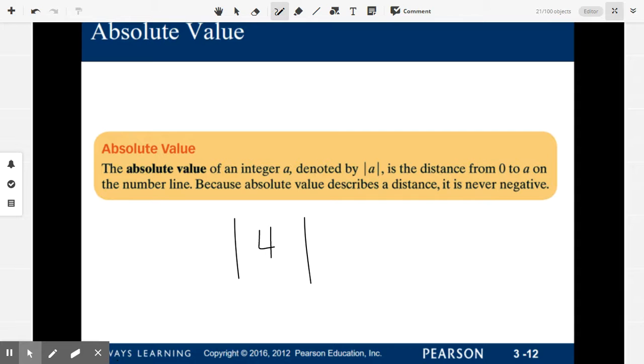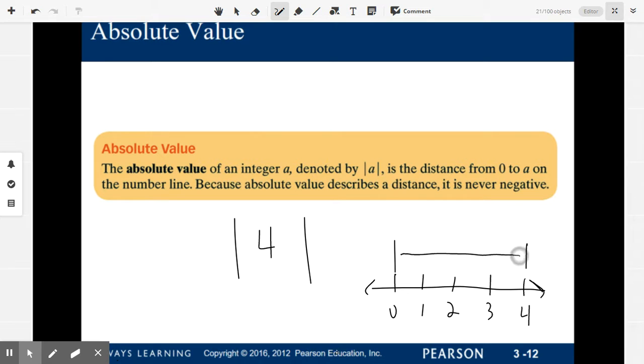So if I have the absolute value of 4 and I make a number line, there's 0, 1, 2, 3, 4. That means absolute value means how far is that number from 0 on the number line? Well, if I go from there to there, that is 4 units. So the absolute value of 4 is 4.